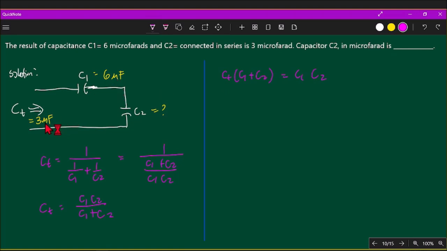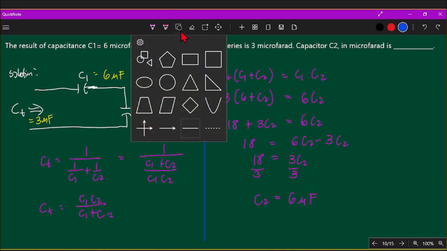Then substituting the given, we just drop the microfarad because the givens are all microfarad, to make our solution easier. So we have now 3 for our total capacitance. Then we'll have 6 plus C2 is equal to 6 times C2. So we'll have 18 plus 3 C2 is equal to 6 C2. So transpose this side to the other side of the equation. So we will have 18 is equal to 6 C2 minus 3 C2. So 18 is equal to 3 C2. Then divide both sides by 3. So our C2 will be equivalent to 6. And because we dropped the microfarad, just bring back the microfarad here. And this now will be our answer.